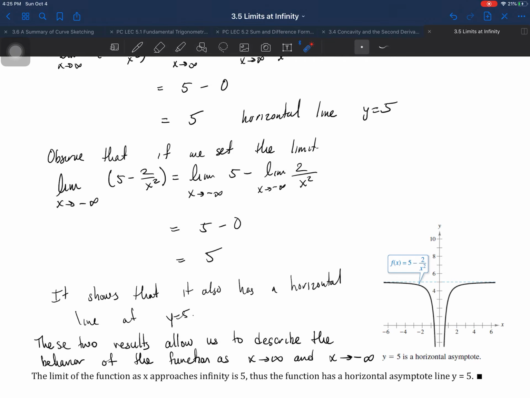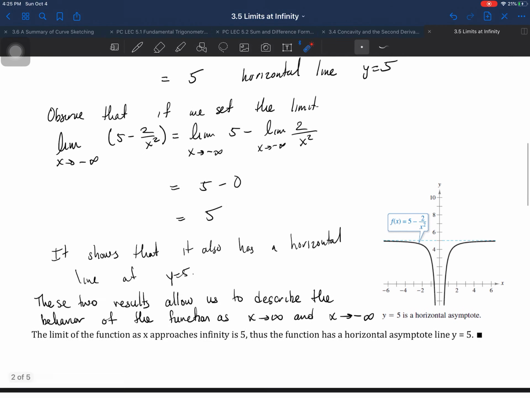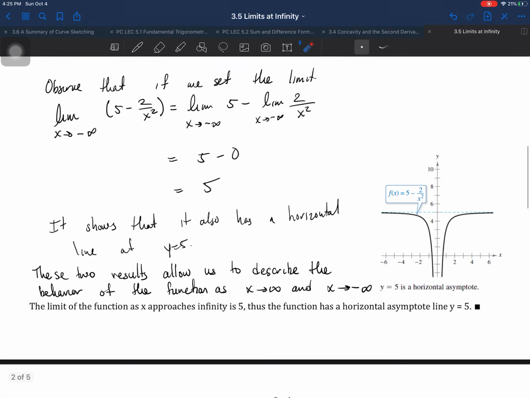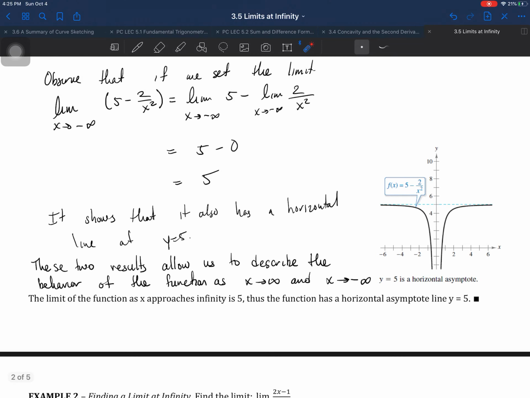So it shows that it also has a horizontal asymptote at y equals 5. What this is saying, if we think about this as a function, is that as x goes to negative infinity, the function is getting closer and closer to the line y equals 5. And same thing in the other direction. So these two results allow us to describe the behavior of the function as x goes to infinity and negative infinity.